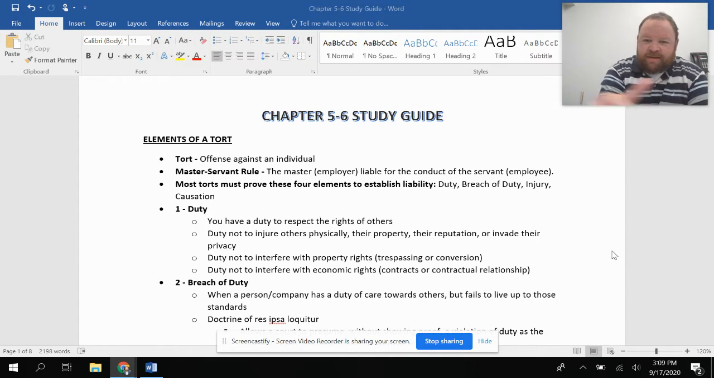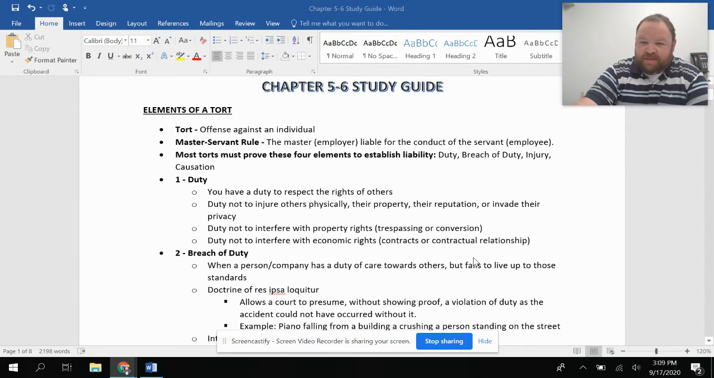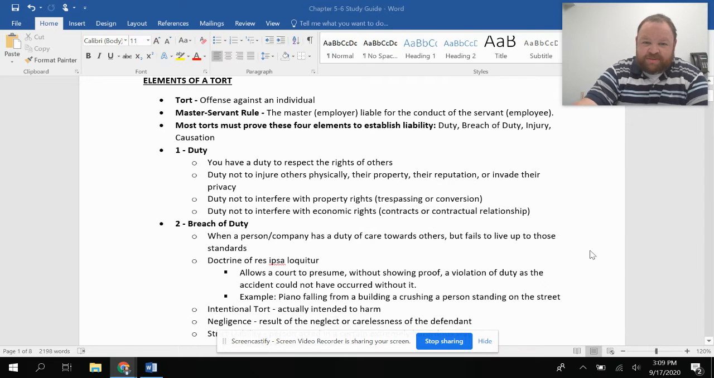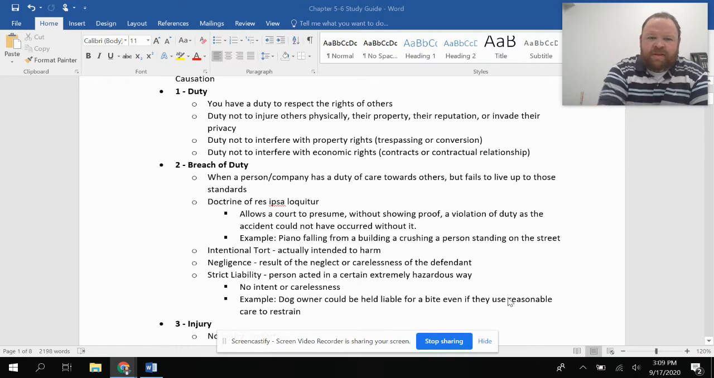Most torts have to have the four elements in order to prove them. So, duty, breach of duty, injury, and causation. Duty is you have the duty to respect the others, a duty not to injure others physically, their property, their reputation, or invade their privacy. Duty not to interfere with property rights, and duty not to interfere with contractual or economic rights. So your breach of duty is when a person doesn't live up to those standards.